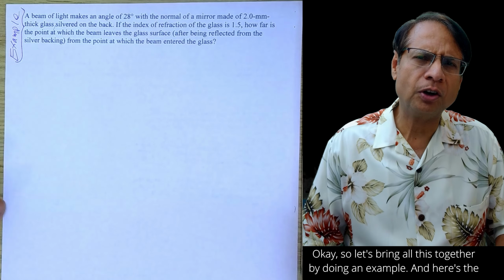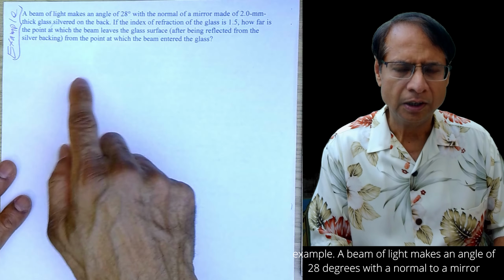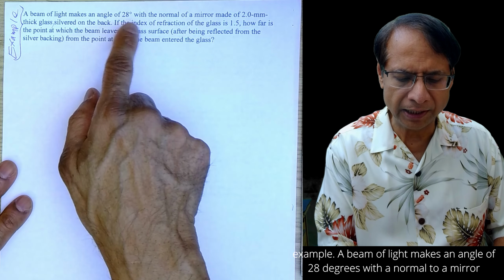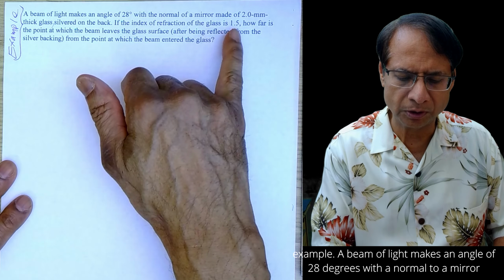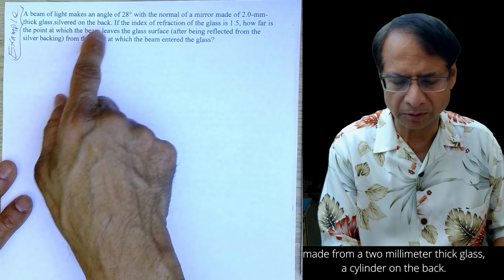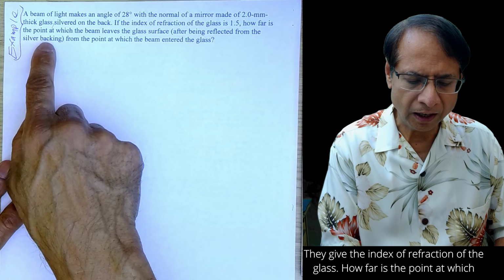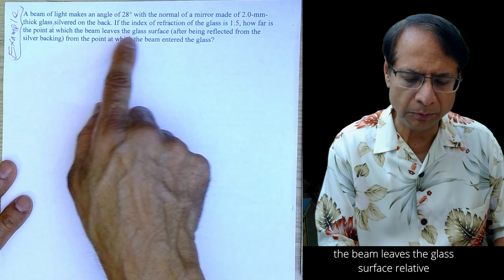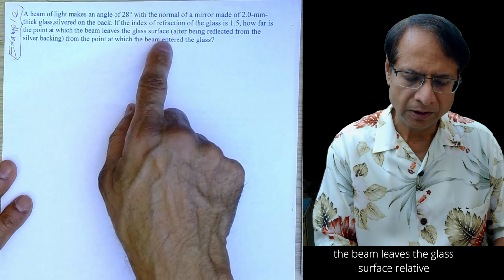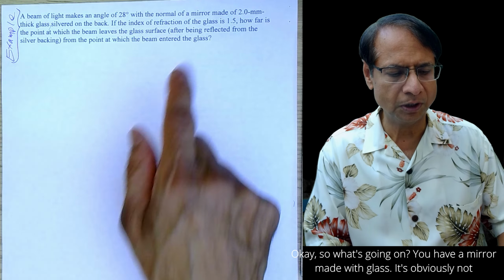Okay, so let's bring all this together by doing an example. And here's the example. A beam of light makes an angle of 28 degrees with a normal to a mirror made from a 2 millimeter thick glass, silver on the back. They give you the index of refraction of the glass. How far is the point at which the beam leaves the glass surface relative to the point where the beam enters the glass? Okay, so what's going on?